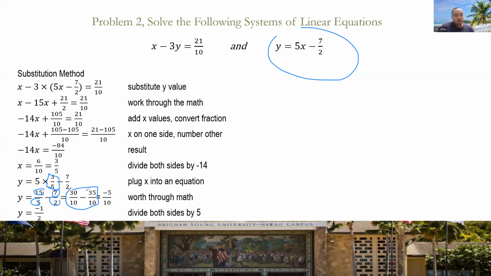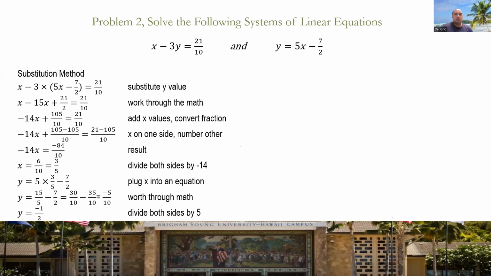30 divided by 10 minus 35 divided by 10. 30 minus 35 is negative 5. And negative 5/2, we divide both sides by negative 5, you get y equals negative 1/2. That's using the substitution method.